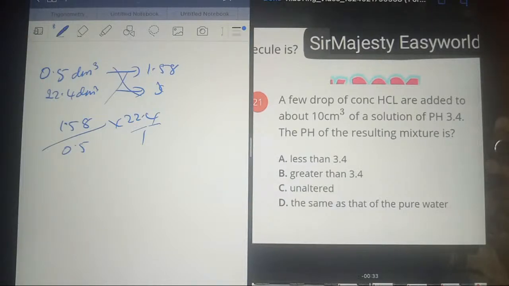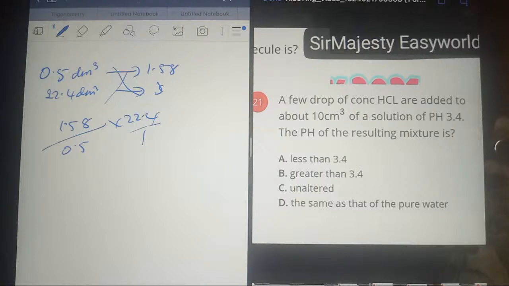Few drops of concentrated HCl are added to about 10 cm cube of a solution of pH 3.4. The pH of the resulting mixture, is it going to be less? Is it going to be more? Is it going to be unaltered? It said the same as that of pure water. Will you go back to neutral? Okay, it's obvious. Remember that 3.4 means acidic and you are introducing more hydrogen ions.